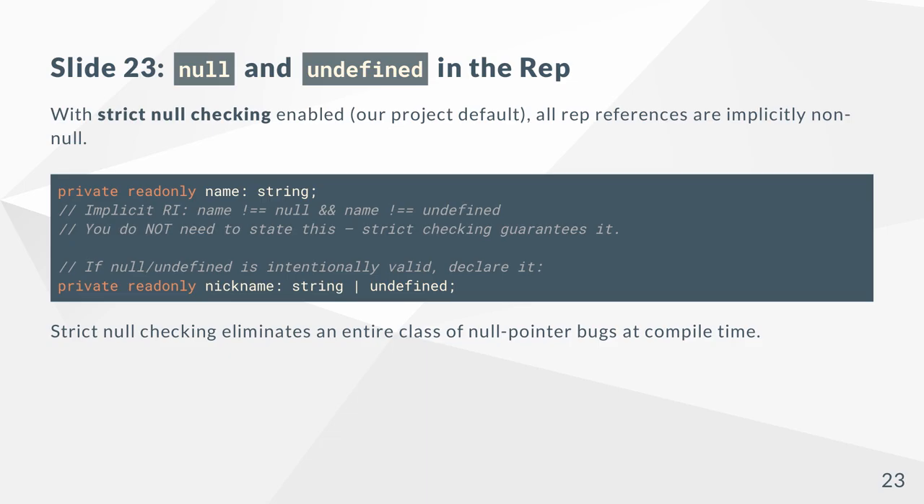With strict null checking enabled, which is the default in our projects, all rep references are implicitly non-null. You do not need to state that a field is not null or undefined in your RI. The TypeScript compiler guarantees it. If null or undefined is intentionally valid for a field, you must declare the type explicitly as string or undefined. Strict null checking eliminates an entire class of null pointer bugs at compile time for free.